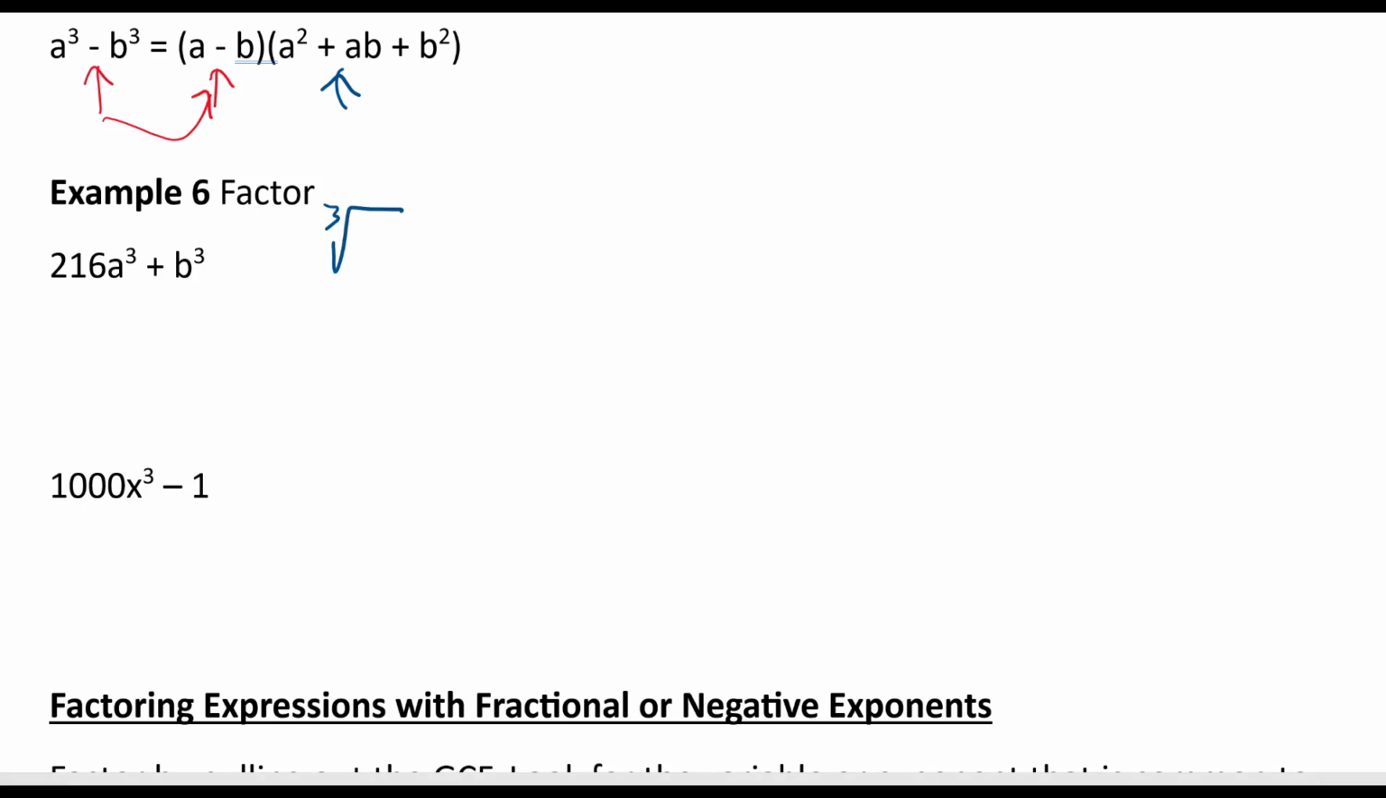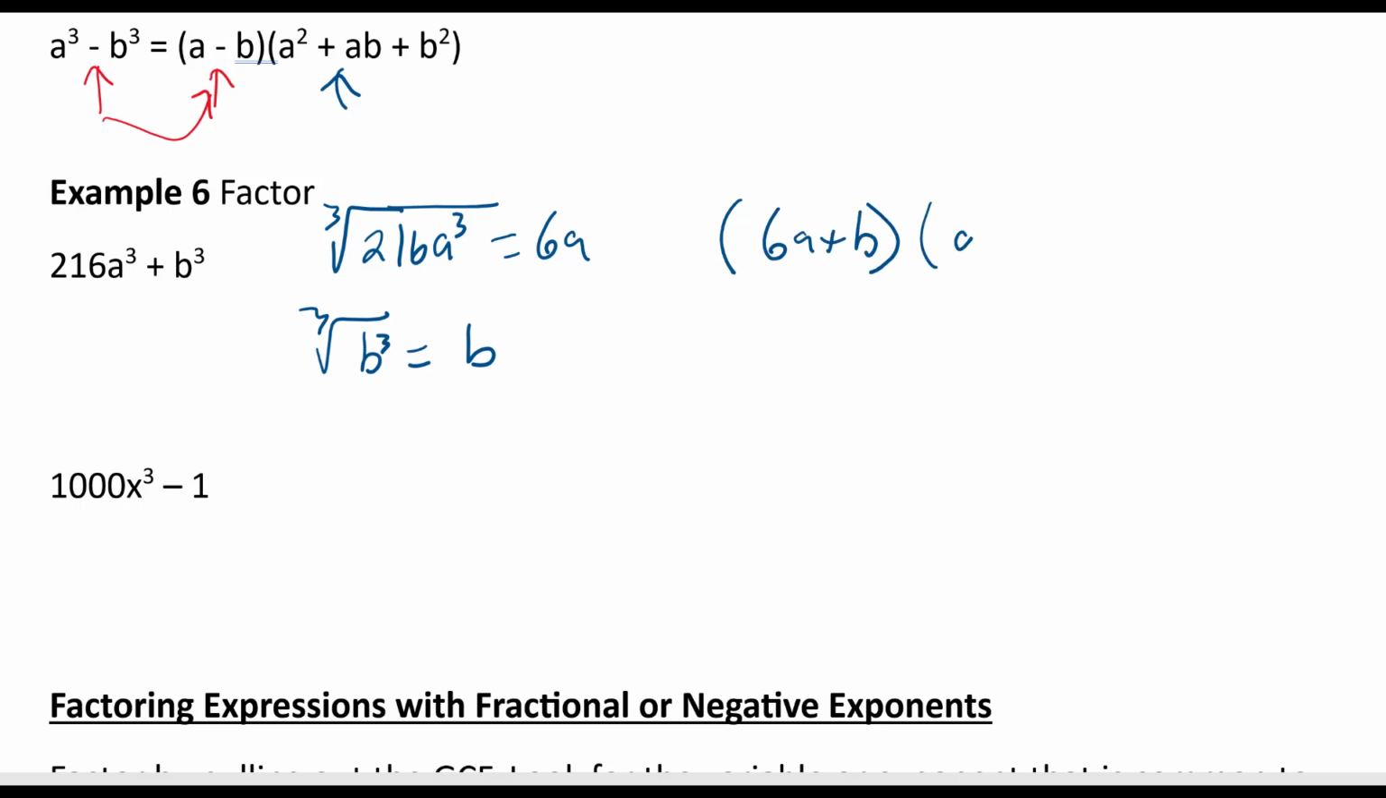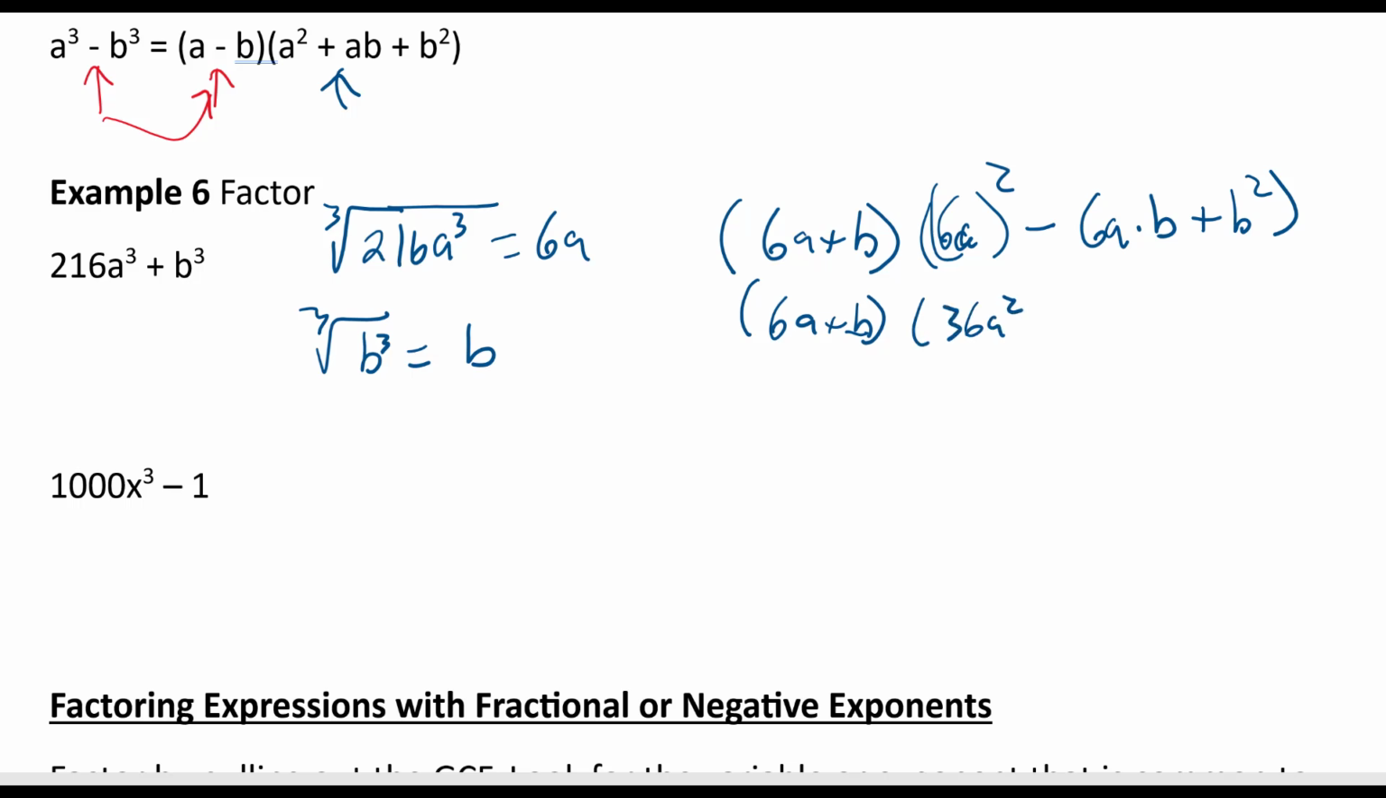What is the cube root of 216a cubed? That'd be 6a. And the cube root of b cubed is b. So this would be 6a plus b times 6a squared minus 6a times b plus b squared. So a little bit of cleanup: 6a plus b times 36a squared minus 6ab plus b squared.